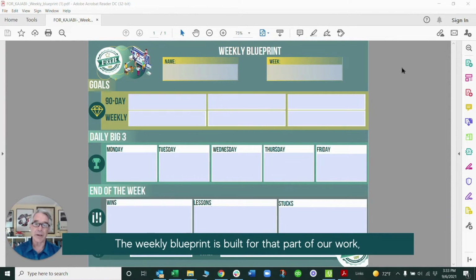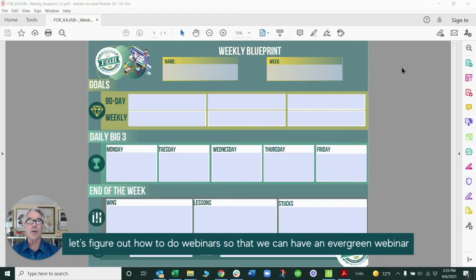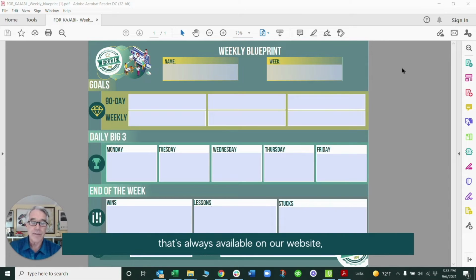The weekly blueprint is built for that part of our work where we're actually working on the business, creating the systems, coming up with something new. It could be the big one-off project, like with my retrofitting company. Let's figure out how to do a webinar so that we can have an evergreen webinar that's always available on our website. Those kinds of things would go on to the weekly blueprint.